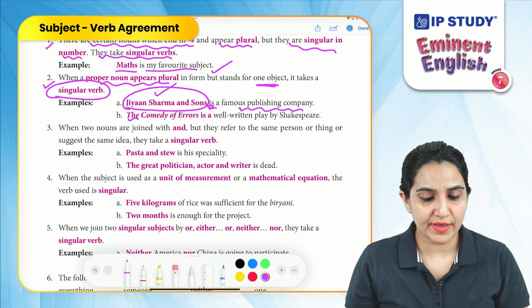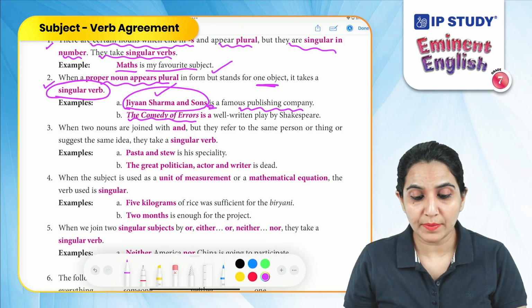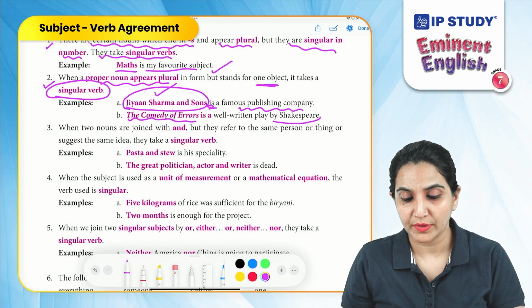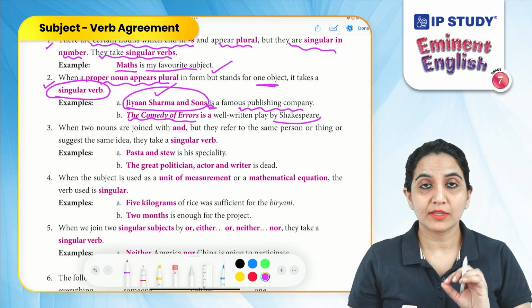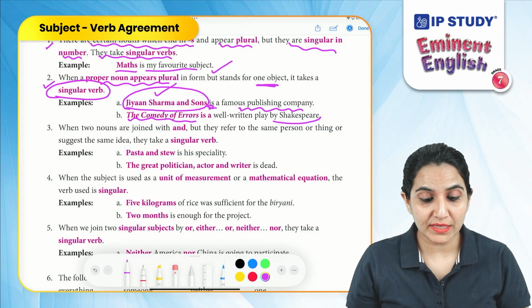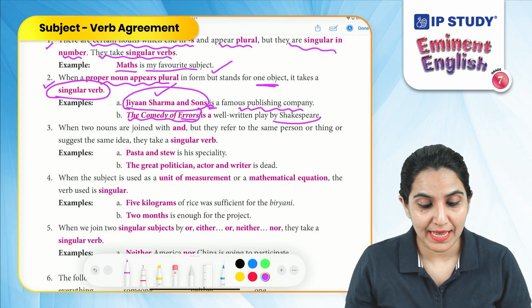The Comedy of Errors is a well-written play by Shakespeare. Now we are talking about one play that is written by Shakespeare, The Comedy of Errors. But the name appears plural because of errors.